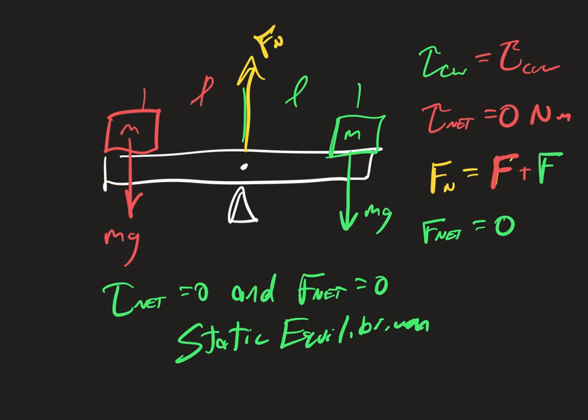A couple other things about this diagram. Normally a free body diagram you just treat as a point mass, but when we're dealing with torques, where the forces are applied matters. So we have to draw what's called an extended free body diagram that shows where the forces are applied, like the one I drew here. In this case, we show where the masses are applying their force. We show where the fulcrum, or the pivot point, is applying its force.